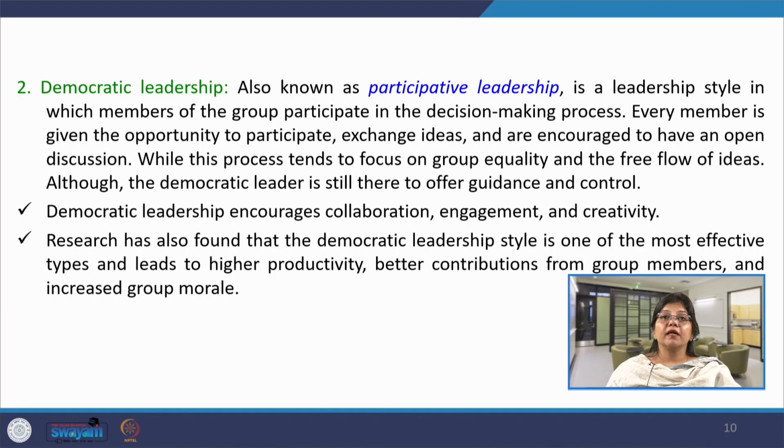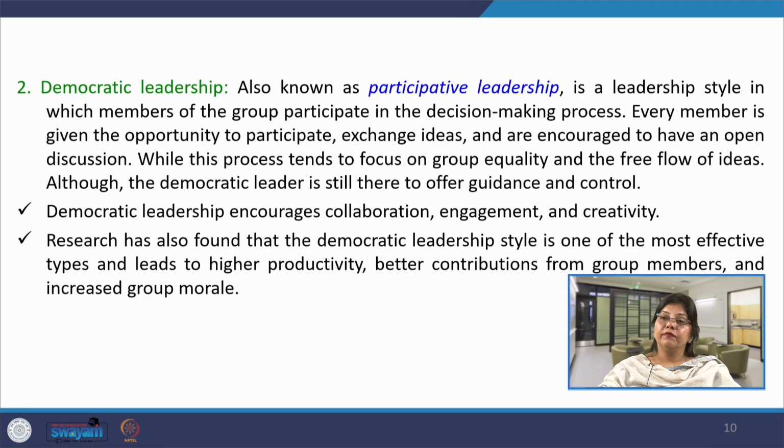This is a leadership style where members of the group participate in the decision making process, they have increased decision making latitude, they tend to get involved in different decision making processes where they can use their creativity and innovation, they have the opportunity to participate and exchange ideas and are encouraged to have an open discussion. While this process tends to focus on group equality and the free flow of ideas, the democratic leader is still there to offer guidance and control.